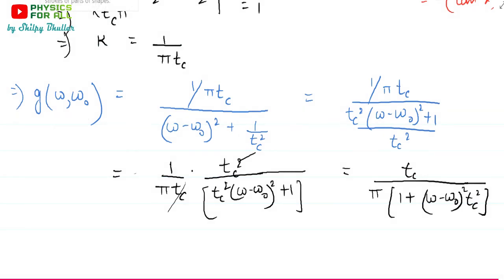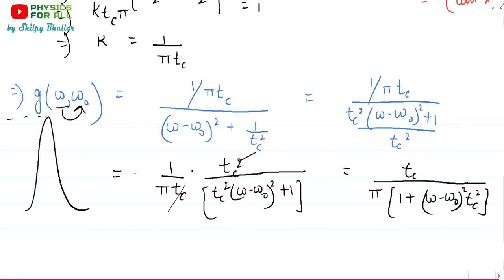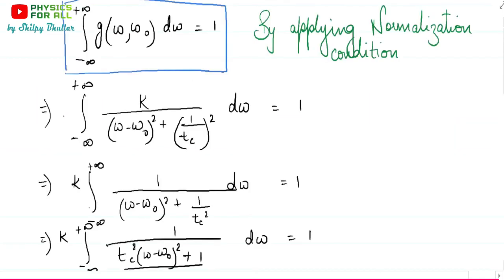As we know that g(omega, omega naught) is the line shape function, and we will obtain the maximum height of the line only at omega naught. So that means when our omega is equal to omega naught, in that case we get the peak. So this is basically g(omega, omega naught) maximum. When we substitute omega equal to omega naught, that will give us the maximum intensity, that would be the peak.